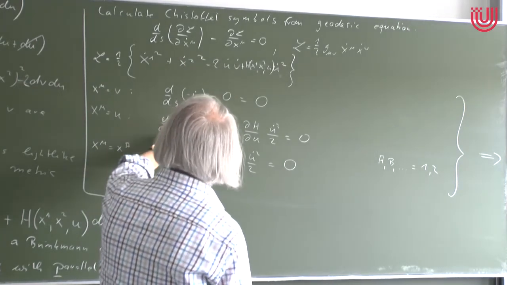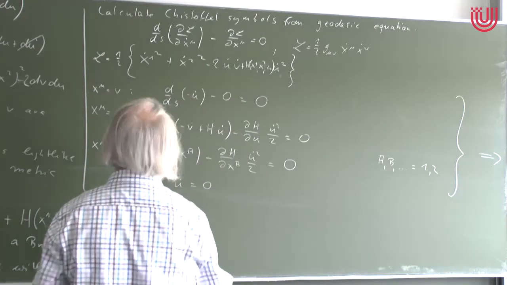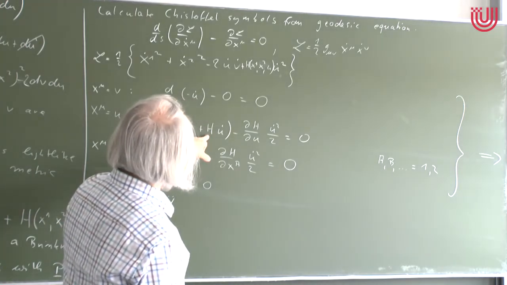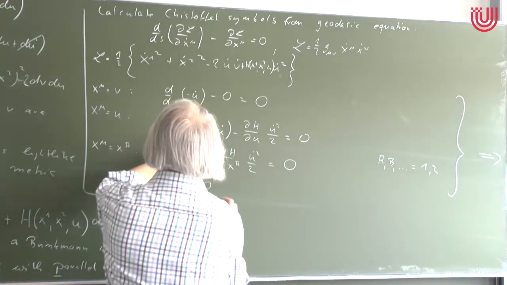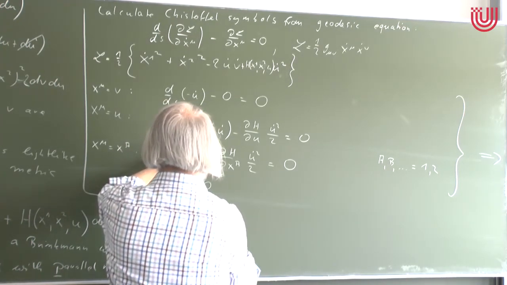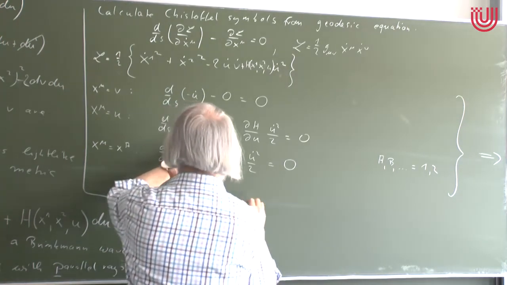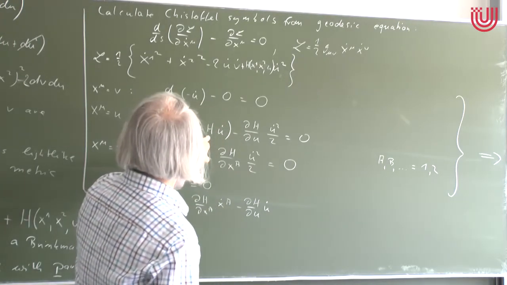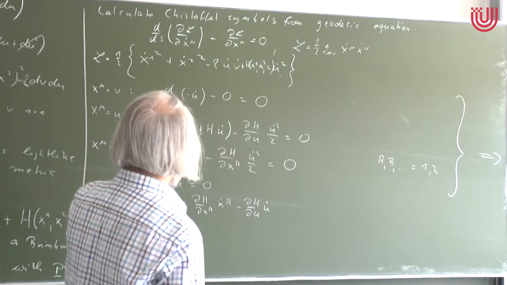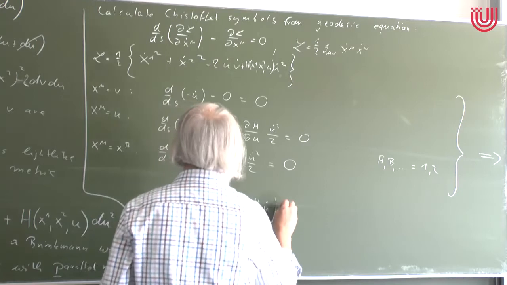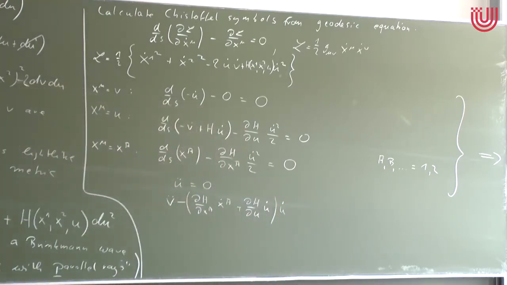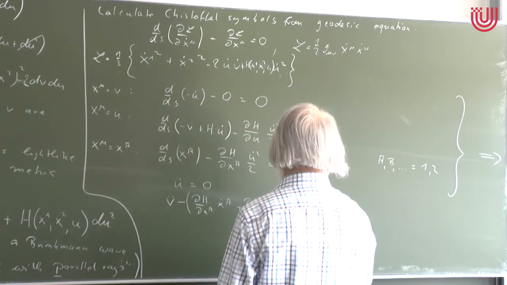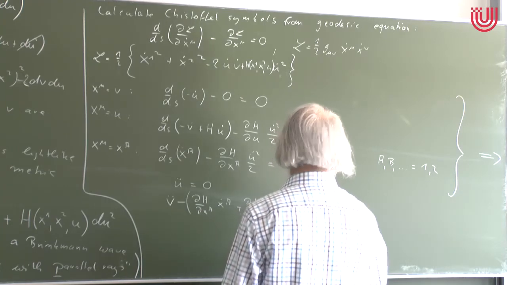the Christoffel symbols. Here, if I take this to the other side, I get a v double dot. Then u double dot is 0, so this gives nothing. But this gives the derivative, so this gives minus dh by dxa xa dot, minus dh by du, u dot. Wait a minute. U dot is missing. Yes, thank you. I was wondering why I had only terms linear in the velocities. I must get something quadratic in the velocities. Minus dh by du u dot squared half is 0.